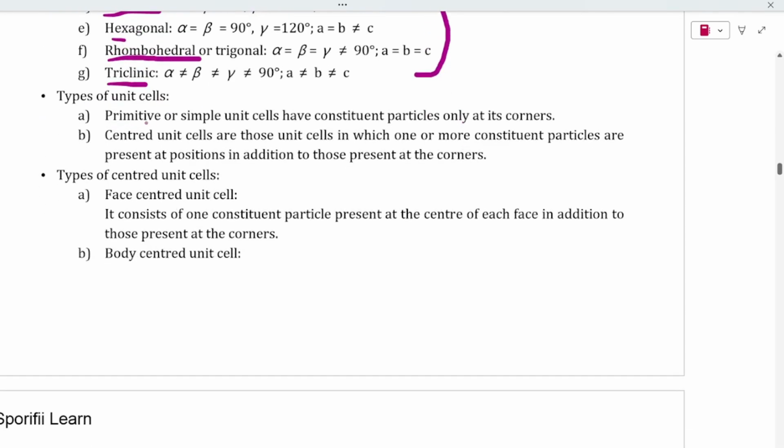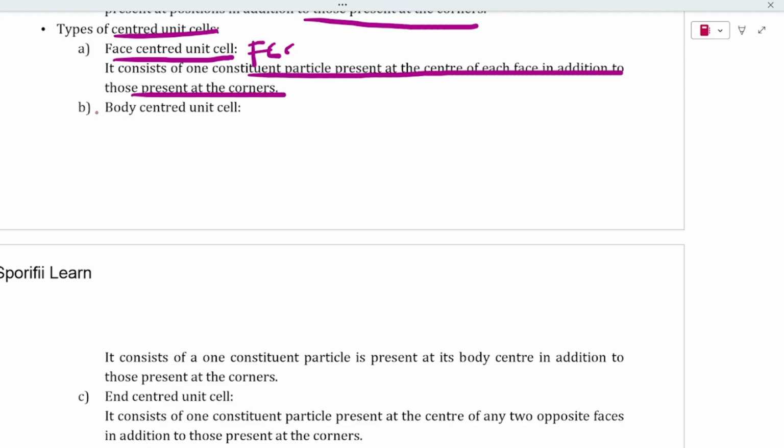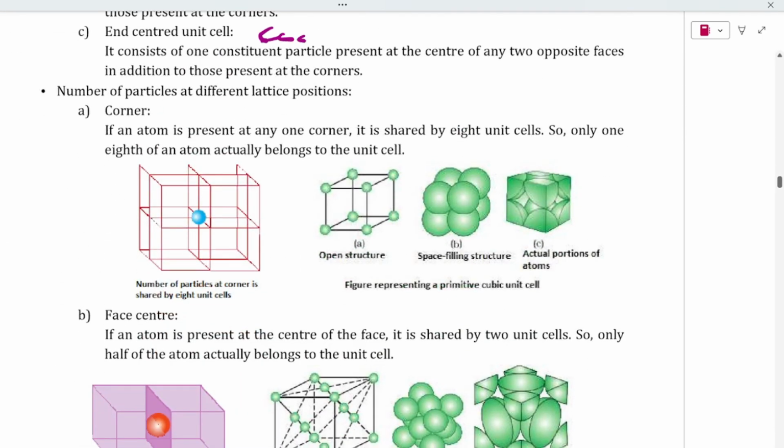Next, for the types of unit cells, they have primitive and centered unit cells. Primitive ones have constituent particles only at the corners. But in centered unit cells, one or more constituent particles are present in addition to those present at the corners. Types of centered is FCC, face centered. It constitutes one particle at the center of each face in addition to those at the corners. Body centered, this we call BCC. And this we call end centered cell.